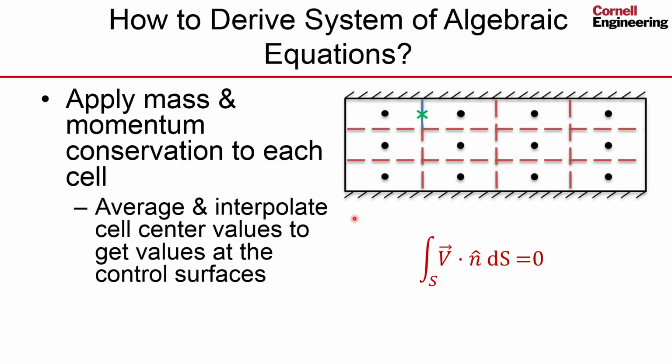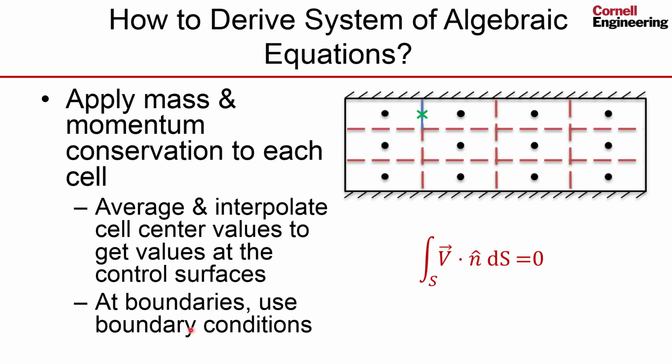Okay, and we introduce an error because of the averaging and interpolation, and it's very important now what's that level of error introduced, and we will take a look at that later. And at the boundaries we use boundary conditions, and we will work through an example to get a better idea of how this works.